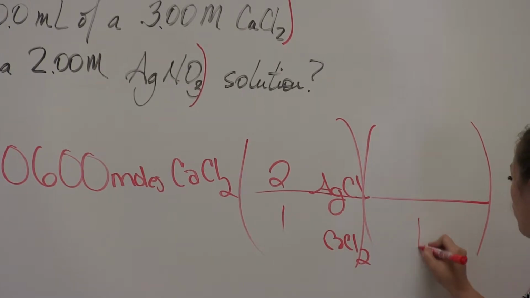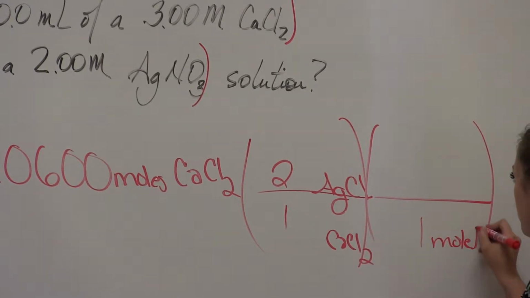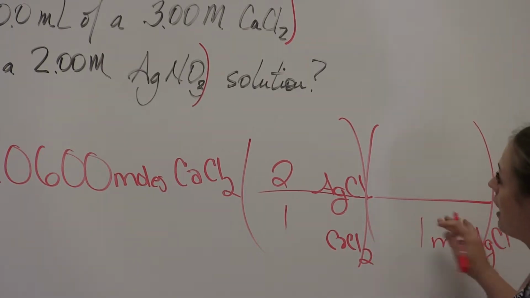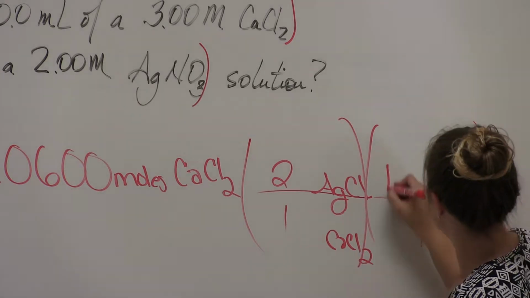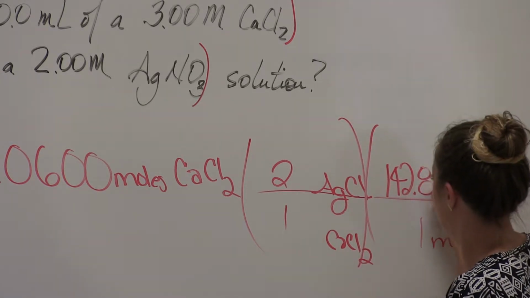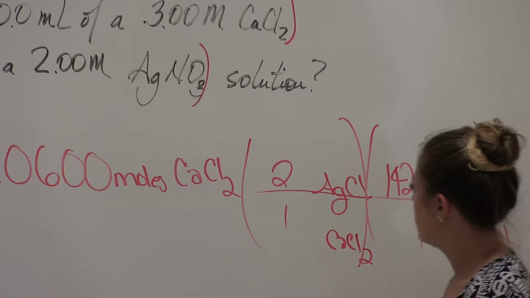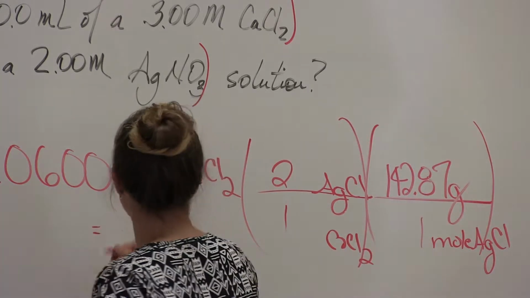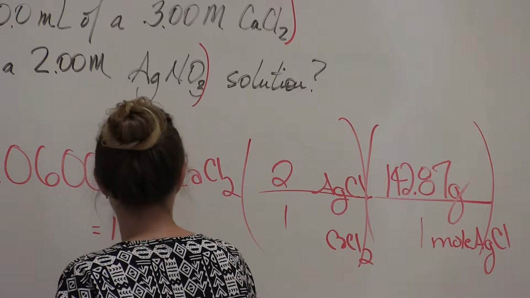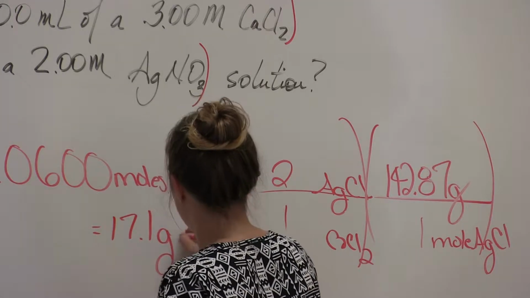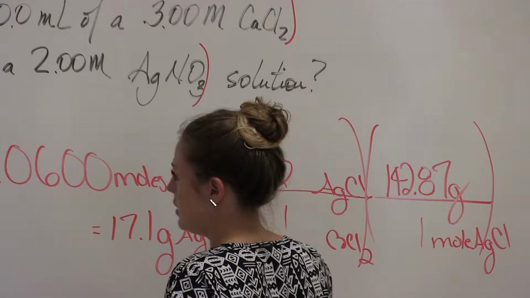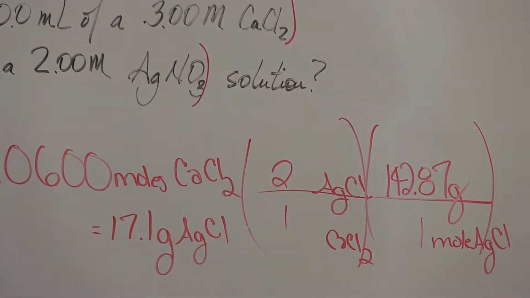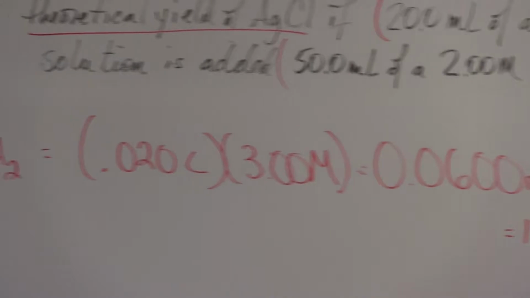Mole of silver chloride is going to go on the bottom. The mass of this is going to be 142.87. This is going to give us a theoretical yield of 17.1 grams of silver chloride. So if all of the calcium chloride is used up, the maximum amount of product we can produce is 17.1 grams of silver chloride.